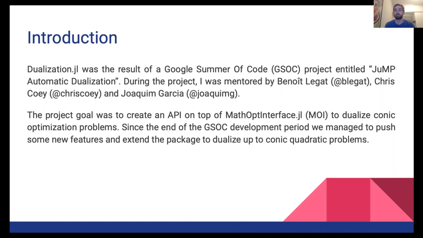During the project, I was mentored by Benoit, Chris, and Joaquim. The project goal was to create an API on top of MathOptInterface, which is the base for JuMP, MOI, to dualize conic optimization problems. Since the end of the GSoC development period, we managed to push some new features and extend the package to dualize up to conic quadratic problems.